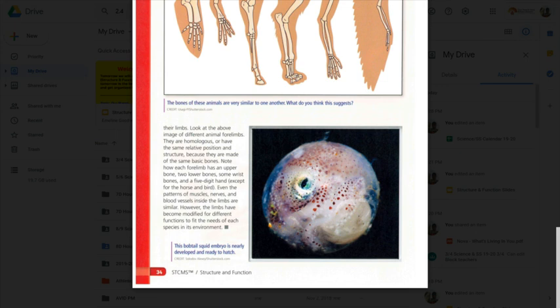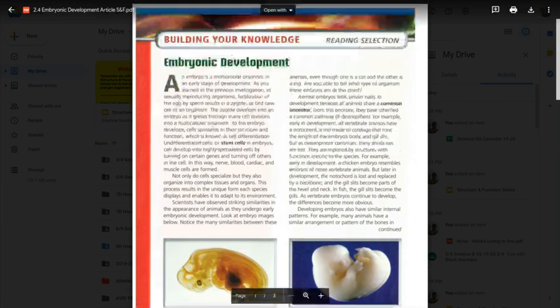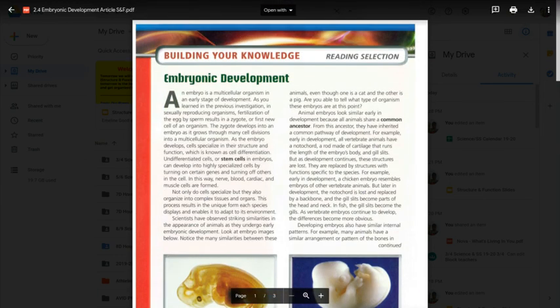Note how each forelimb has an upper bone, two lower bones, some wrist bones, and a 5-digit hand, except for the horse and bird. Even the pattern of muscles, nerves, and blood vessels inside the limbs are similar. However, the limbs have become modified for different functions to fit the needs for each specific species in its environment. So once again, this was embryonic development from the unit Structure and Function.